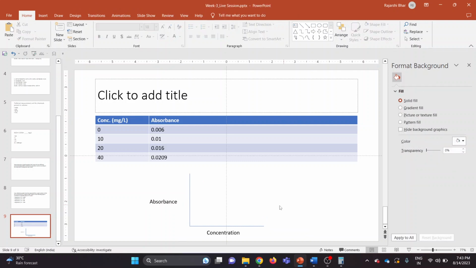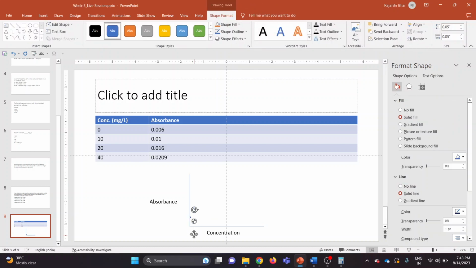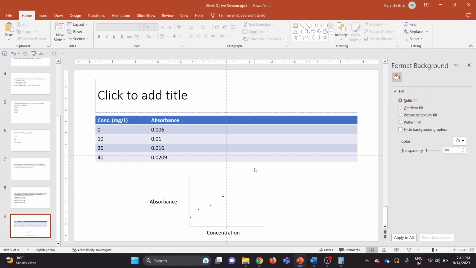So when we plot the calibration curve, based on the known concentrations, 0 will be somewhere here. For it, we have some absorbance. So I will just put a few points. Let's say this is for 0. Then when I increase the concentration to 10, my absorbance came somewhere here. Then with another increased concentration, my absorbance came somewhere here. Then the fourth value came to be here.